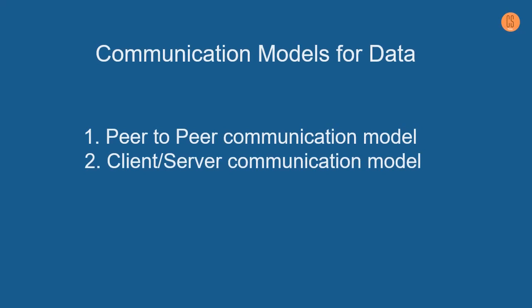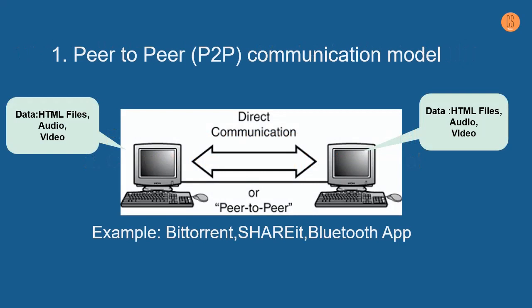So there are two communication models for data. First one is the peer-to-peer communication model and the second one is the client-to-server communication model. In the peer-to-peer or P2P communication model, both the systems have data and both the systems also have the same capability. Either of them can initiate a connection with the other to transfer the data. BitTorrent, ShareIt, and Bluetooth apps are examples of peer-to-peer communication.